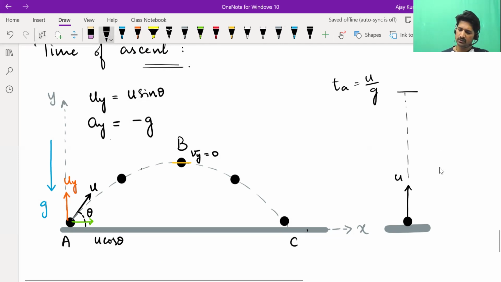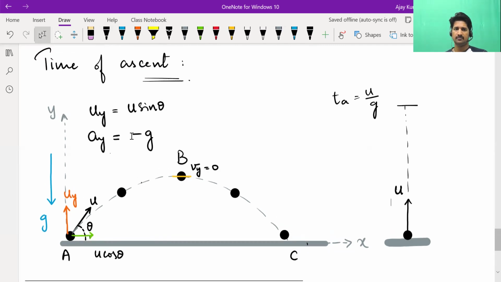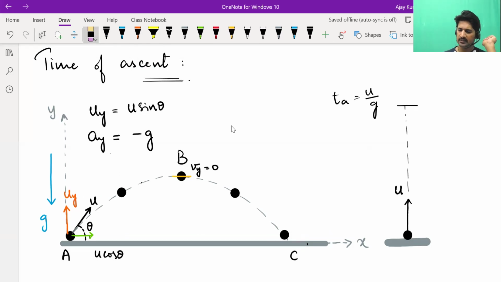There all the velocity u was in the upward direction, so we got u by g. Here only uy is there in the upward direction, so how much should you get? How much should the time of ascent be? Uy by g, sir. Uy by g. It should be uy by g. Correct. Let's see if the equations tell the same thing or not.